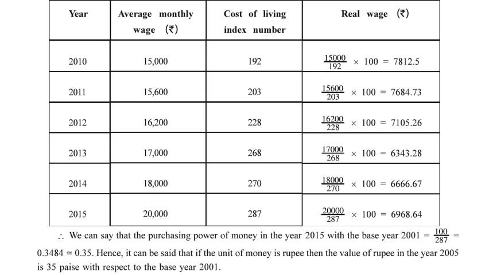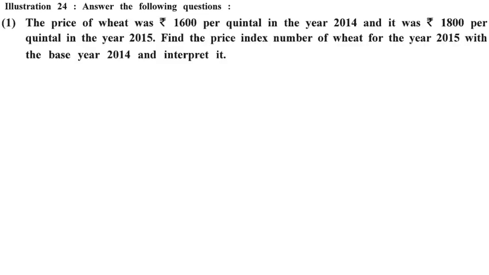Moving on with the last illustration. Short questions are there, 6 short questions are there, but these questions are very important from the viewpoint of 2 and 3 mark questions. The first question is very easy. You have 1600 rupees per quintal in the year 2014, which became 1800 rupees per quintal in 2015. Just find the index number.